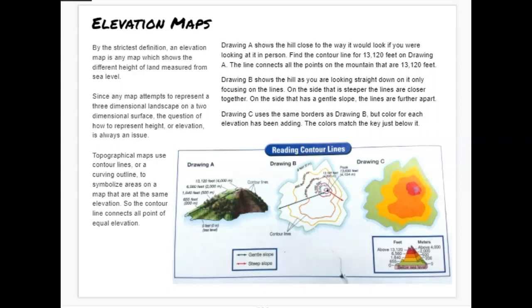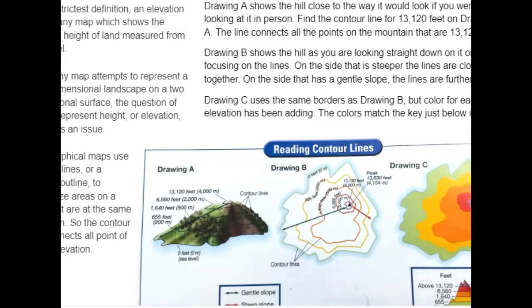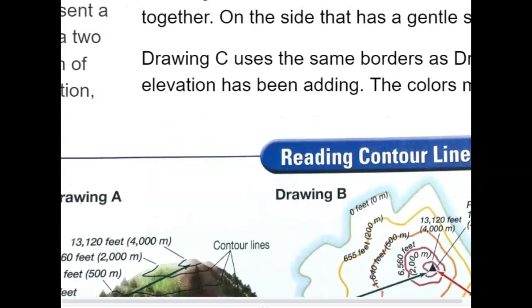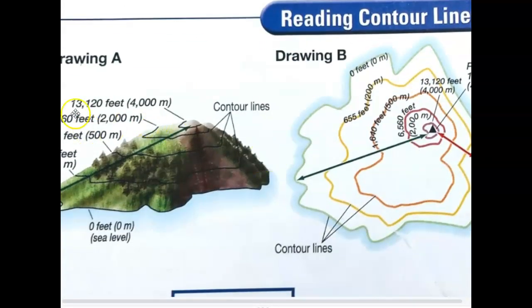Drawing A shows the hill close to the way it would look if you were looking at it in person. Find the contour line for 13,120 feet on drawing A. The line connects all the points on the mountain that are 13,120 feet. So I'm actually going to zoom in so that we can look at it. Right here, there's 13,120, and if I look at that line, everything along that line would be at the same height.